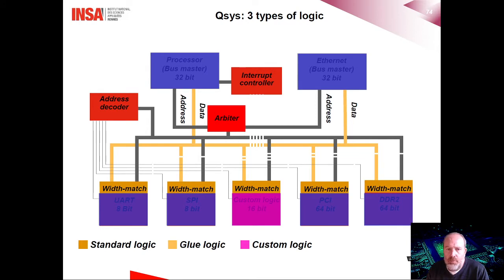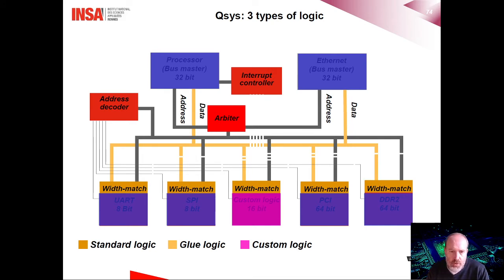Here is an example of a full system where you can find different elements. The blue elements are components that were taken from the library. For example, we have the processor, an EOS 2 processor on 32-bit, an Ethernet bus master, a UART interface to communicate with the external world, and SPI and PCI interfaces. There's also a DDR2 controller for memory management.